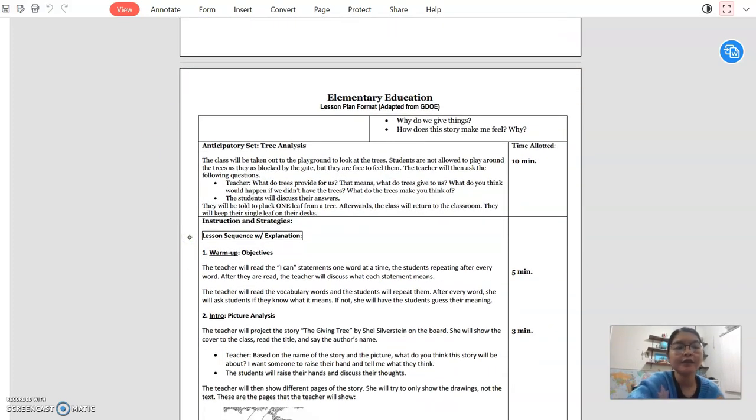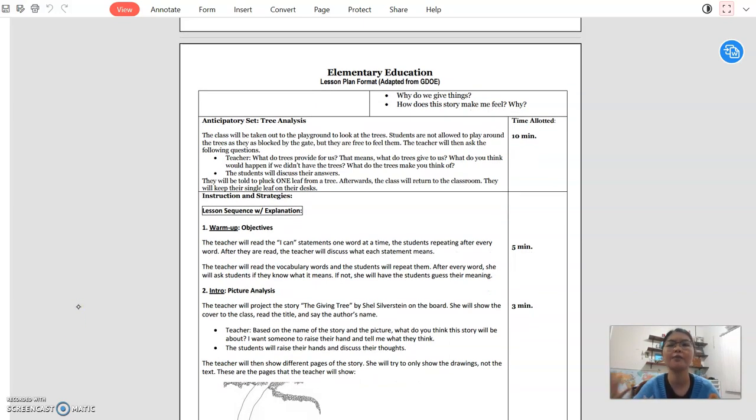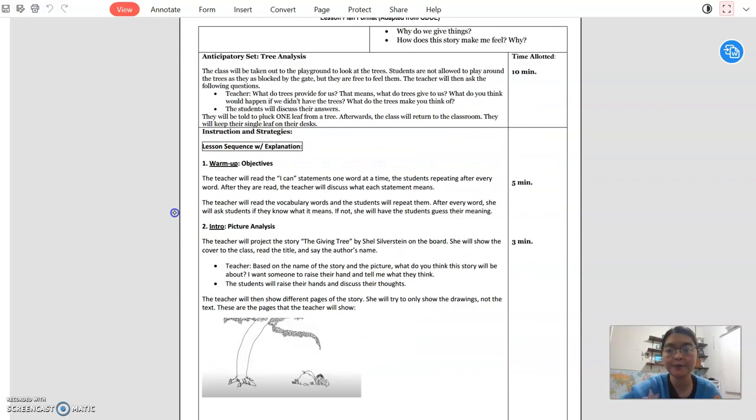Okay, so in this anticipatory set, students will be taken out to the playground to actually see the trees, and they will pluck a leaf from the tree. And this supports students who are strong with their naturalistic intelligence, which I personally feel is the hardest skill to incorporate in the classroom. And this also works on their bodily kinesthetic intelligence, as it provides a real hands-on experience.